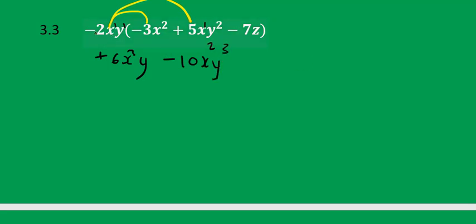And finally, we multiply the term outside the bracket by the last term. Starting with coefficients, negative 2 times negative 7 is positive 14. And of course, there's only one x, so x stays, and there's only one y, and y stays, and there's that z there, and it stays, and that would be your solution.